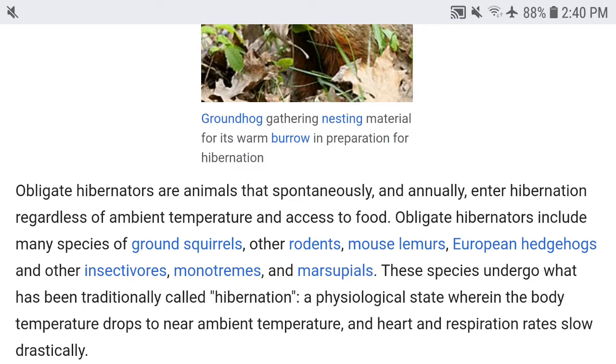Okay, interesting thing about this is how do they know when to hibernate and how they know when to stop, because they don't know time, right? They don't have a calendar just like us. They don't know what December is, what the 15th of December means. They don't know that. So it's interesting to see how these animals prepare or know the signs of hibernation.